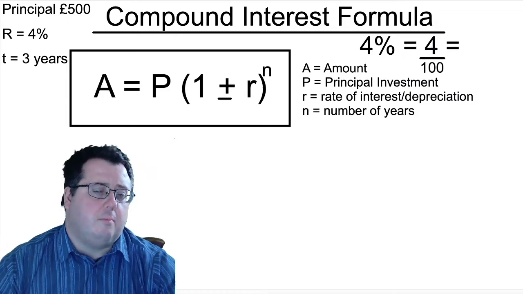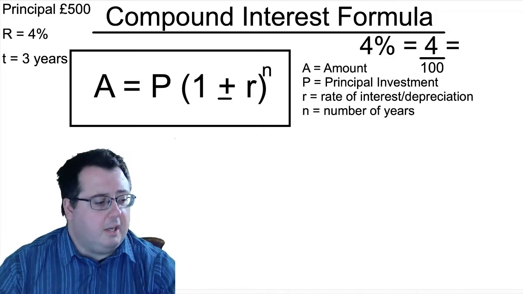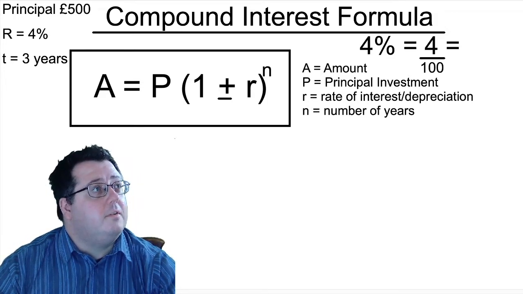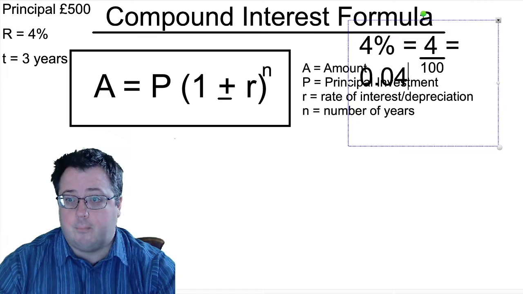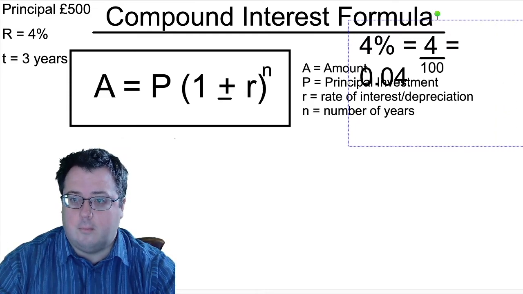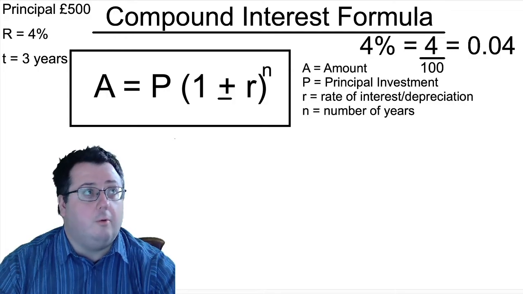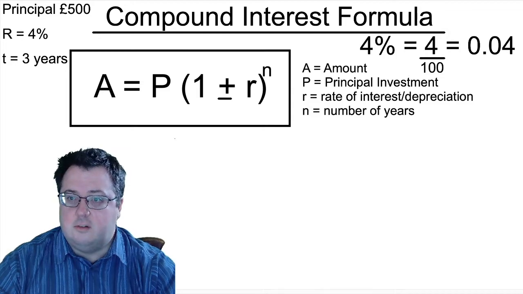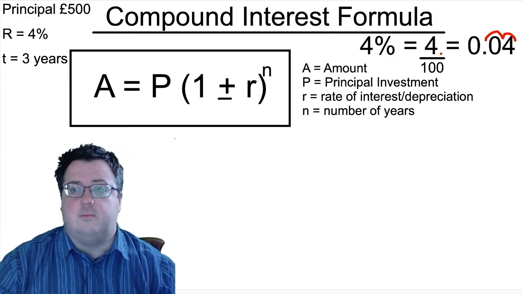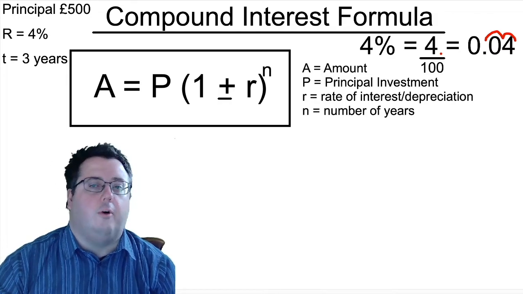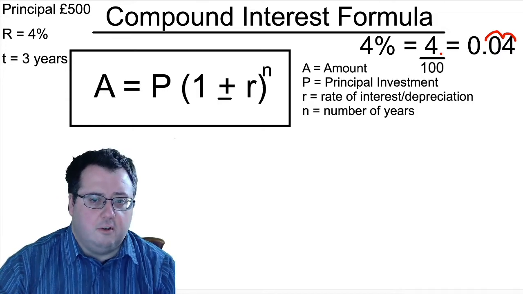So how do we divide something by 100? We move the decimal place 2 places to the left. Okay, so 4 divided by 100 will give me 0.04. Okay, and to just show the decimal point moving, I will move that like that. The decimal point was originally there, it's moved backwards 2 places to make 0.04. So we can now use the formula to work out the answer.